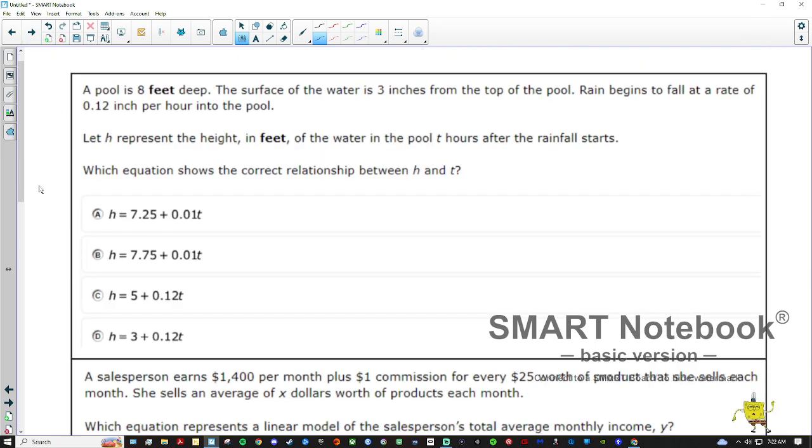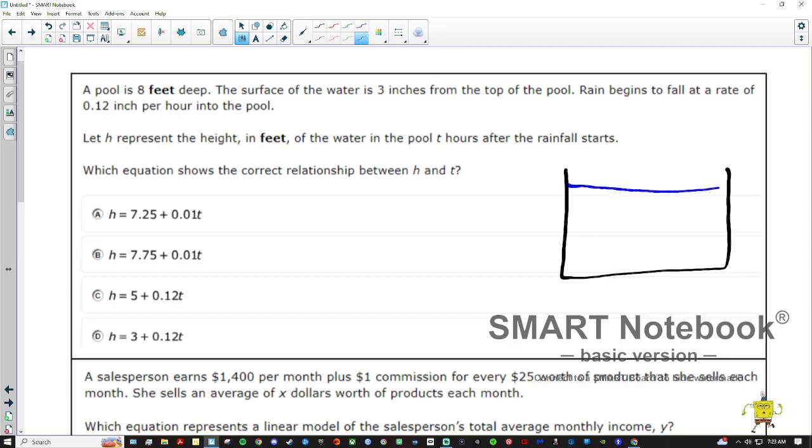Okay, next one. A pool is 8 feet deep. The surface of the water is 3 inches from the top. Rain begins to fall at a rate of 0.12 inches per hour. Okay, so if you imagine we have a pool, and our pool is filled with water. Okay, the pool in total is 8 feet deep.